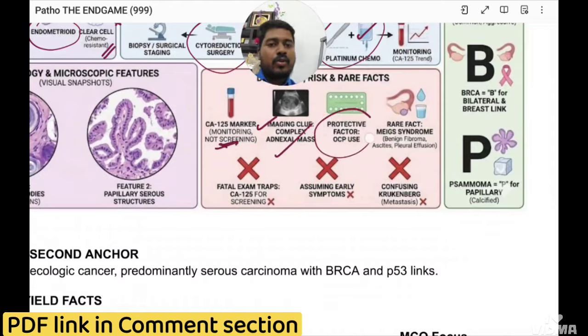Imaging we have already discussed. OCP is protective. Why? Because the progesterone in it is protective. Okay, progestin in that is protective.